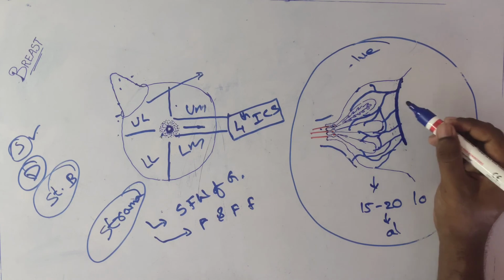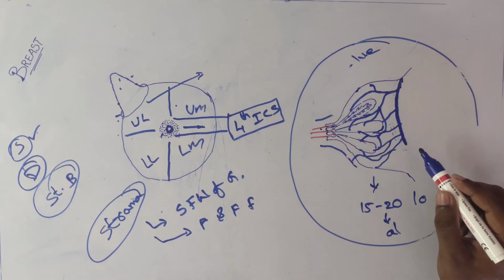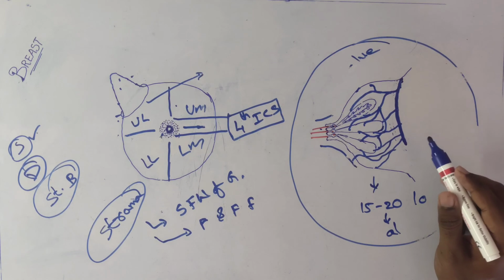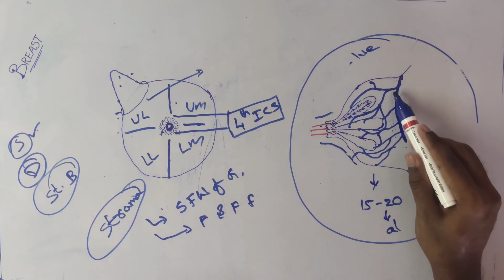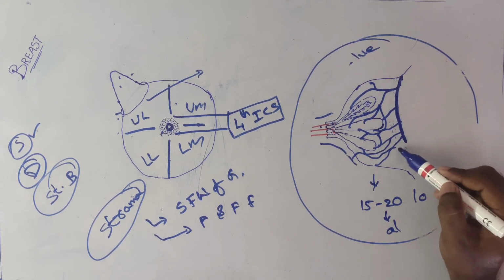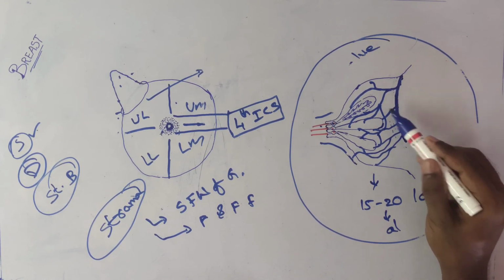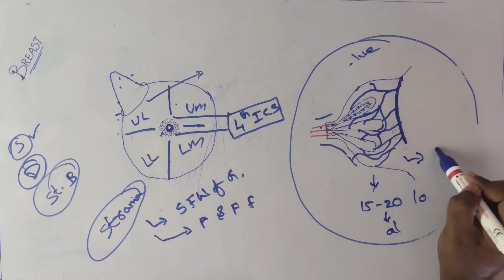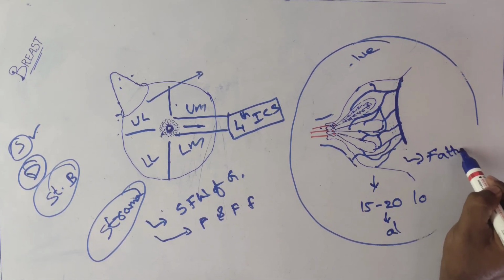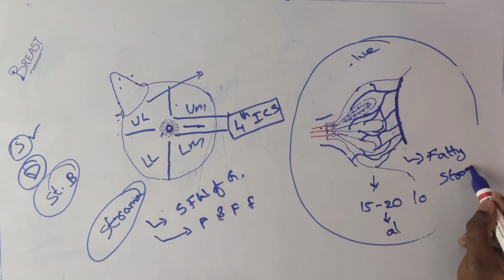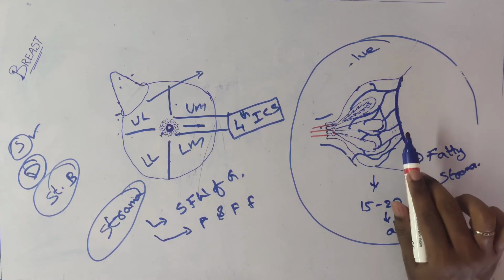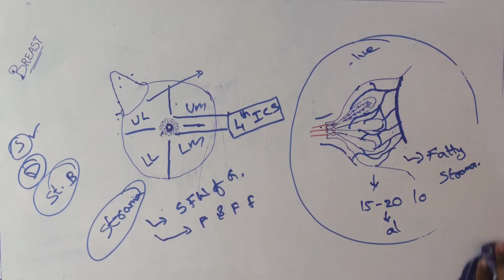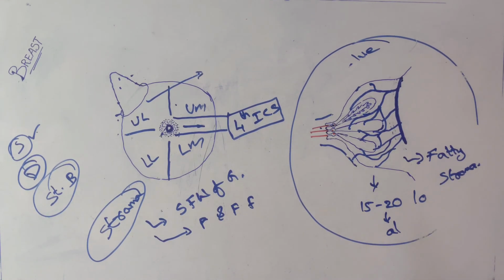Okay, this fibrous stroma forms suspensory ligaments, and the fatty stroma forms the main bulk of the gland. Except for these ligaments, which are fibrous, this entire white part is called fatty stroma. This fat is distributed all over the breast except beneath the areola and the nipple. This is all about the structure.